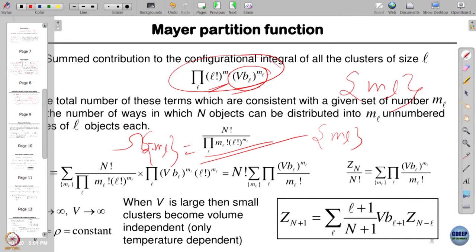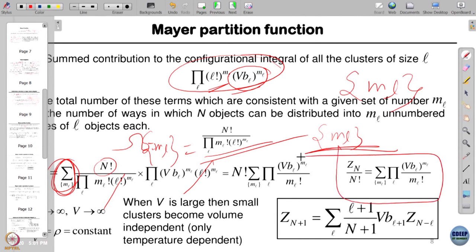and then I need to make the product of that to get the partition function. Then the partition function is 1 over (L factorial)^m_L, and this L factorial cancels, and N factorial remains here, and then I get (V b_L) to the power m_L, and the sum over all possible combinations of this kind. Then I get this beautiful expression, (V b_L)^m_L over m_L factorial. It is exact, and this is called the Mayer partition function.